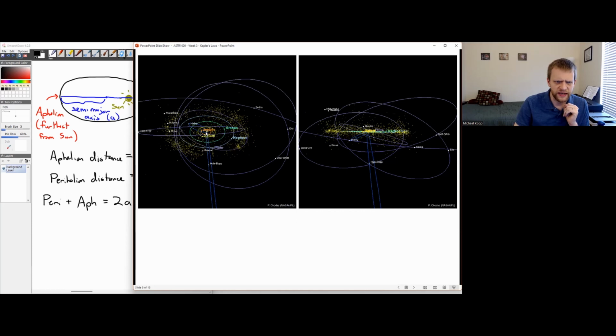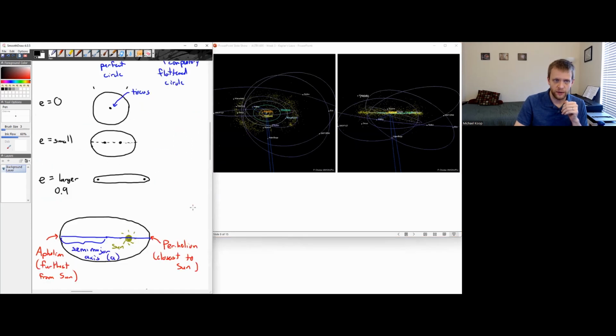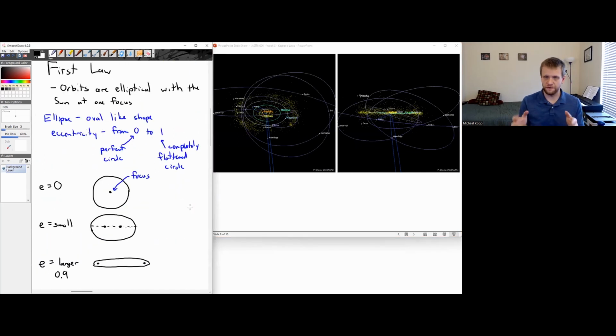But if you look at something like Halley's Comet, hopefully it's not too hard to see on the screen. Halley's Comet is a much more eccentric orbit. Hale-Bopp is a ridiculously eccentric orbit. Some of these orbits have different eccentricities. But the overall rule still is that all of these objects orbiting around the sun follow ellipses with the sun at one focus.